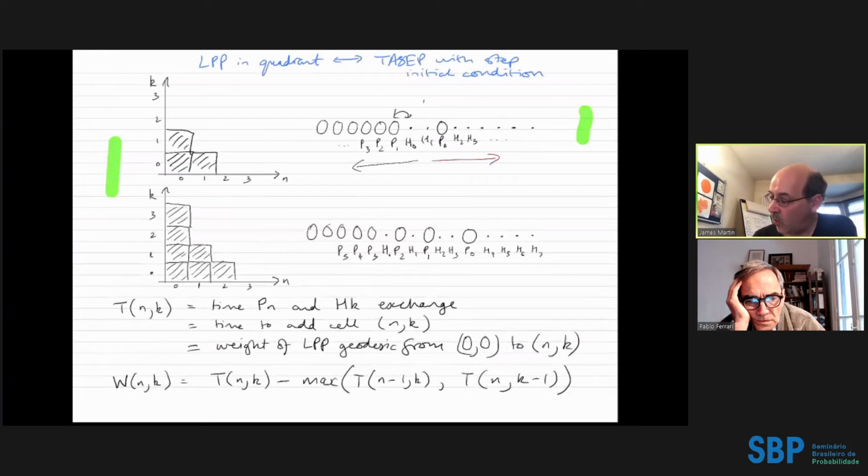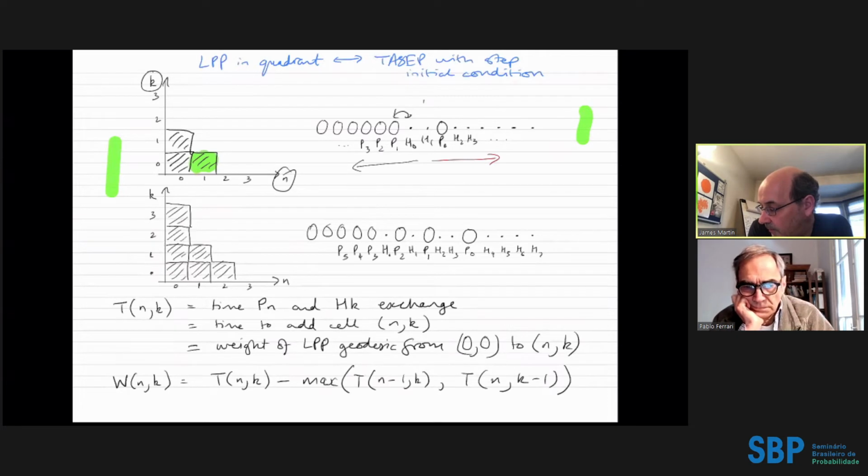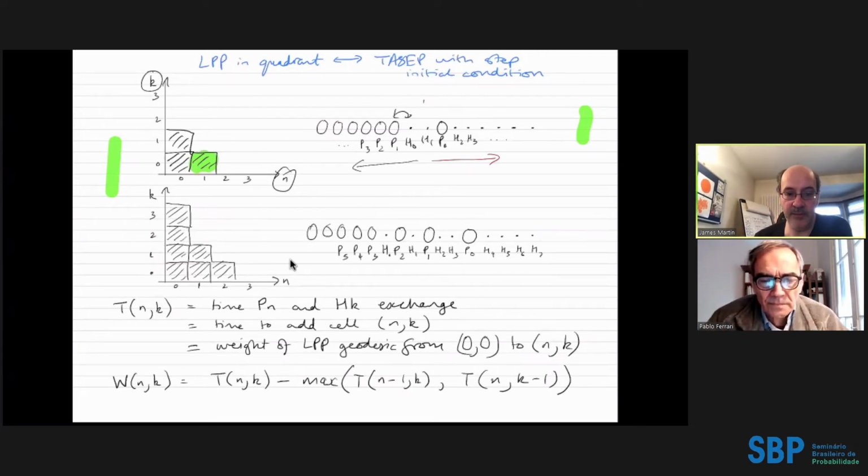So what does it mean that cell (1,0) has been filled in? It means that particle 1 has swapped with hole 0. You can imagine n indexing the particles and k indexing the holes, and you fill in the site (n,k) when particle n swaps with hole k. Below it, we've got a little picture of what might have happened after a few steps.